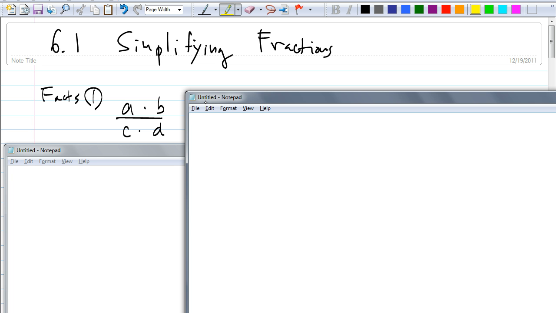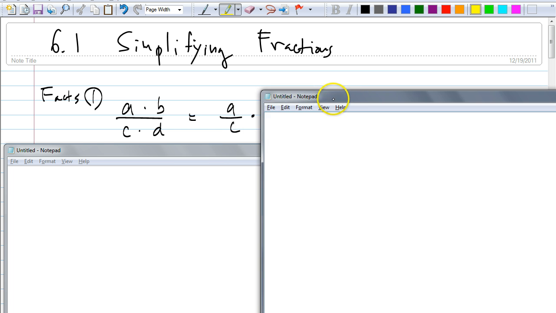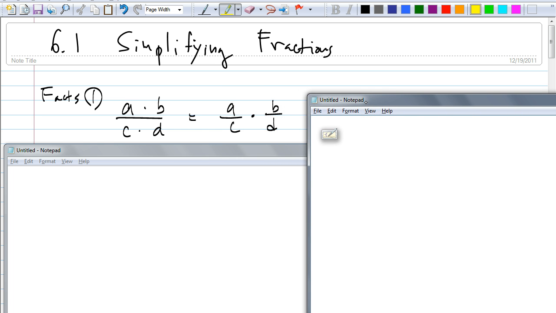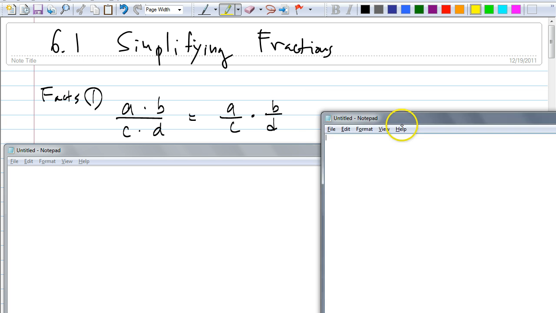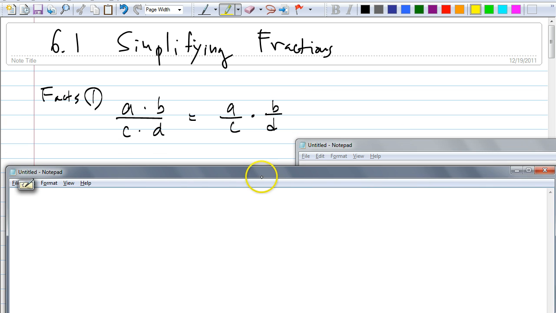Austin, what do I do? AB over CD. So how do you separate this into a product? A over C times B over D, right? And if you wanted to, because of the commutative property of multiplication, you could write A over D times B over C. Doesn't matter. But you get the idea, right? You can separate this.